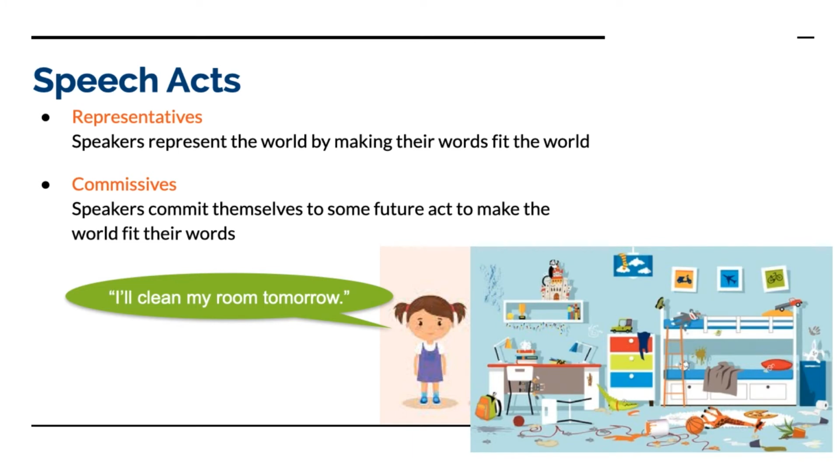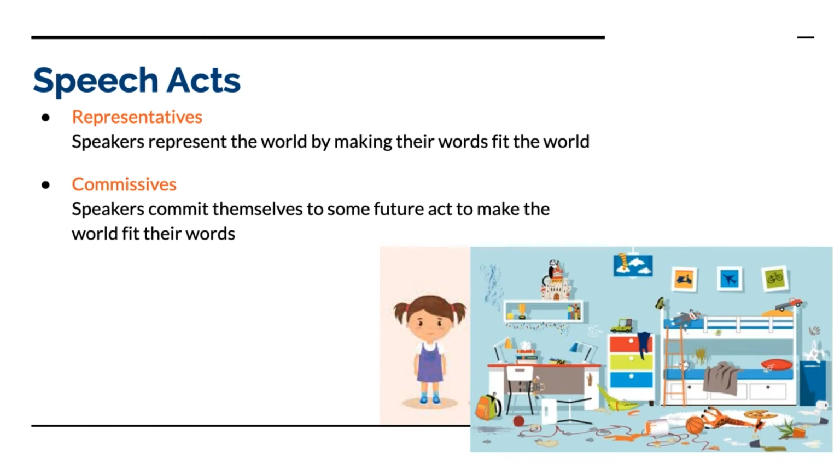So in representatives, the situation in the world comes first, and then the words represent that situation in the world. In commissives, the words come first, and they commit the speaker to doing some action to make the world match the words they've just said.